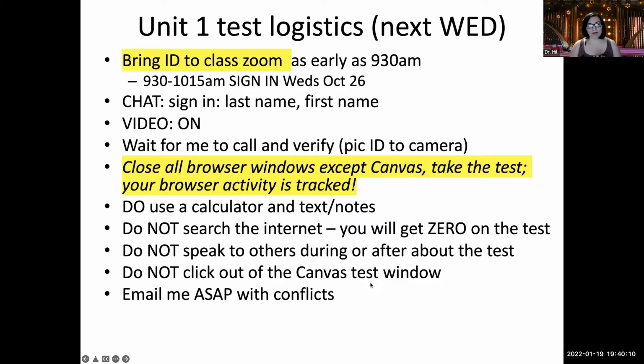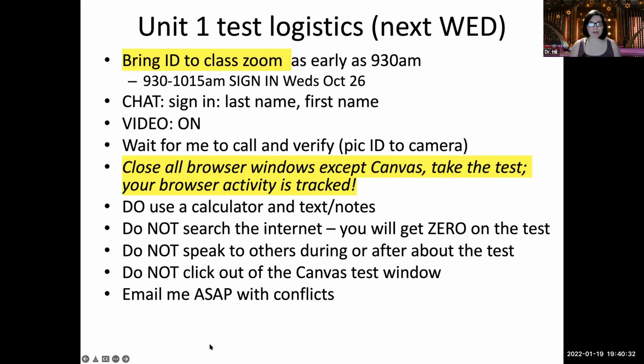So don't do that. You are allowed a calculator. You are allowed hard copy notes. You are allowed your textbook. You are allowed to talk to your toddler if they burst into the room needing your help with something, but don't phone other students or be video chatting with them. Okay. And again, don't click out of the Canvas testing window, not even to check an email.